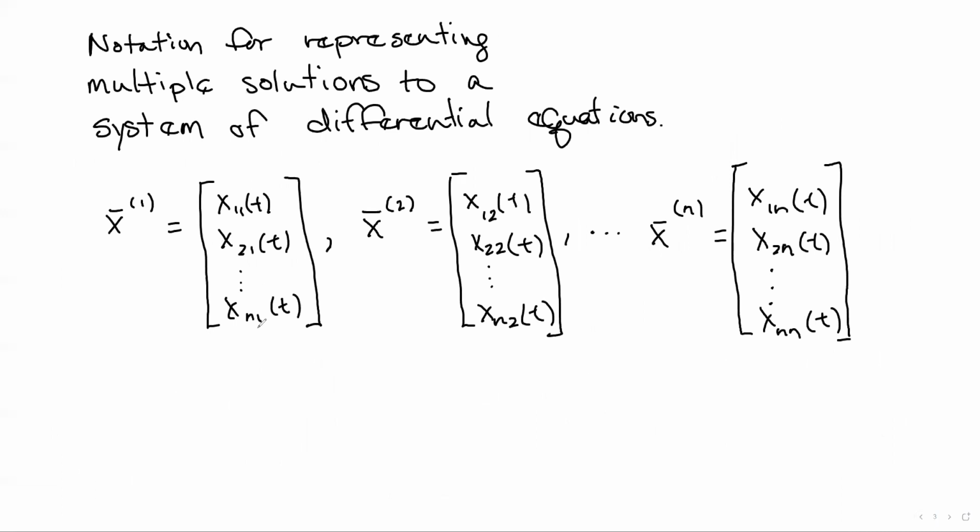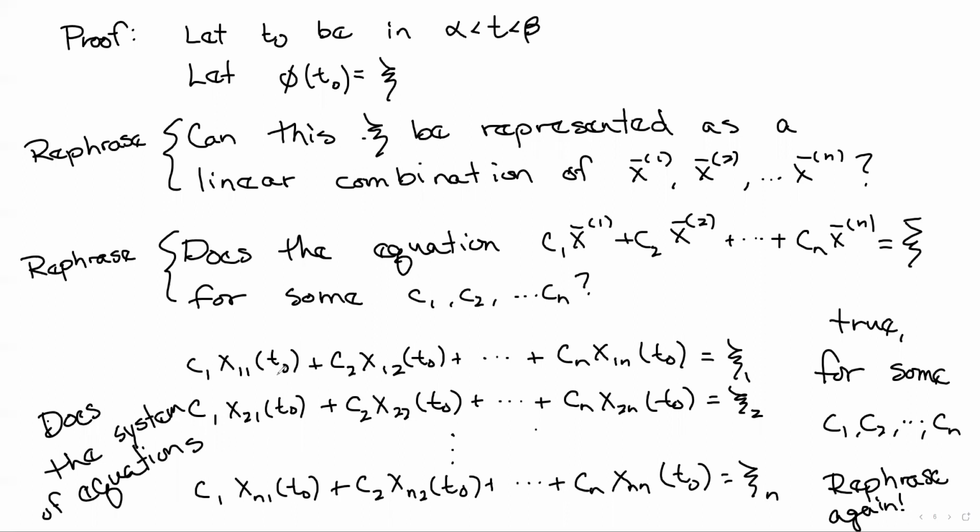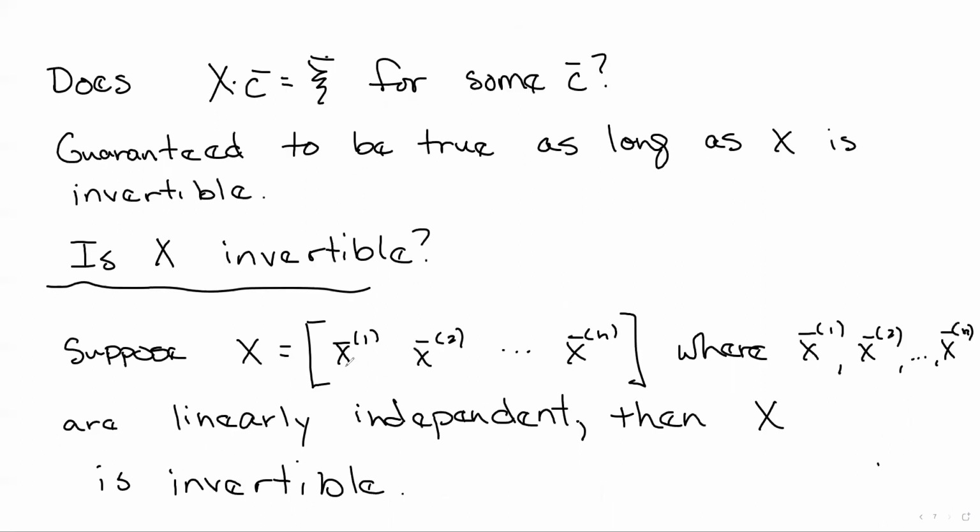So it does match up that if you were to write out the matrix that has these coefficients, it would be the matrix where you have X1 as the first column, X2 as the second column, and so on.